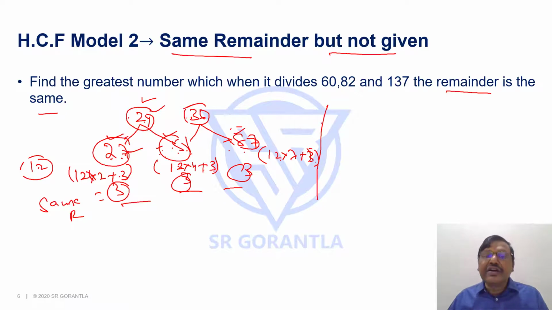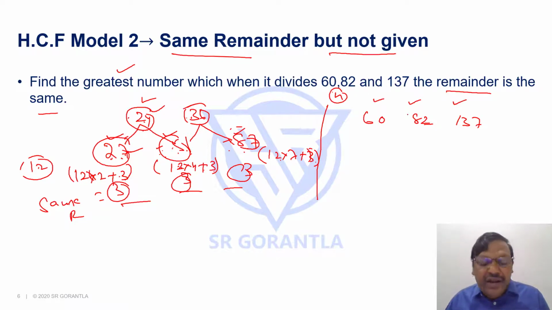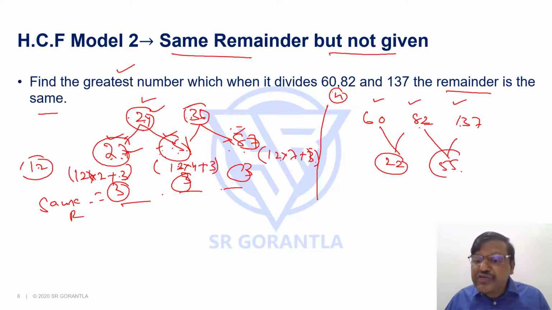Applying this logic here, if I want a number that divides 60, 82 and 137 with the same remainder, the number that divides these three with the same remainder like this will divide their differences exactly. So what is the difference here? 22. What is the difference here? 55. So what is the number that divides these two differences exactly? And I want the greatest number.